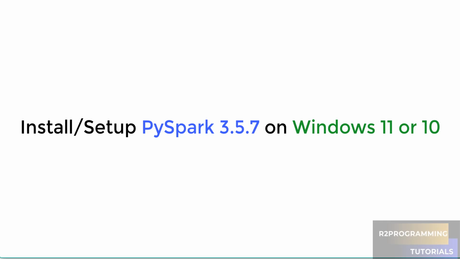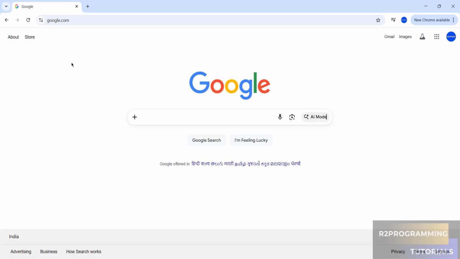Hello everyone, in this video we will see how to set up or install PySpark 3.5.7 on Windows 10 or 11 operating systems. First we will download the required software, then we will install, then we will configure environment variables. Then we will test the PySpark application.